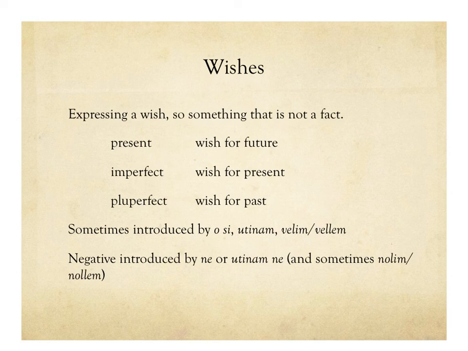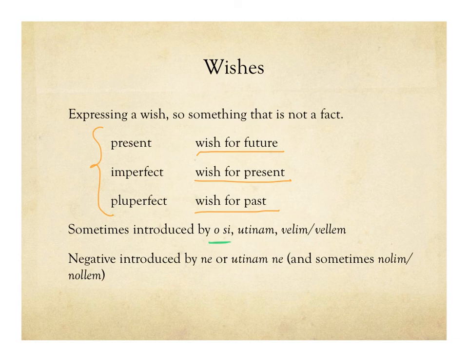So there's this sort of formula we can use. We use a present subjunctive when we're talking about the future. And bear with me because I'll show you what this looks like. Imperfect expresses wishes for the present, and pluperfect expresses wishes for the past. And you'll see how this works. Often, we have no trigger word that indicates that what we're looking at is a wish, although the content will often show us that it's a wish. But sometimes we do actually get some words that'll help.